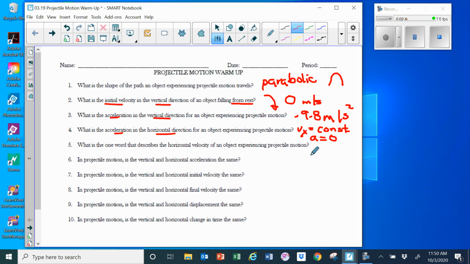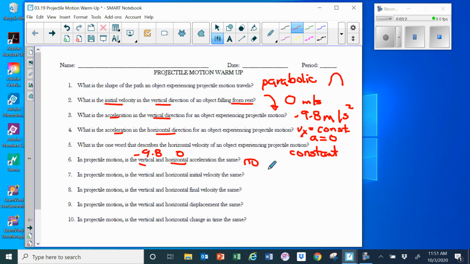Okay, what's the one word that describes the horizontal velocity of an object experiencing projectile motion? Well, I've kind of told you that word. The word is constant. Okay, these are all givens. These are things that are always true. Okay, in projectile motion, is the vertical and horizontal acceleration the same? Well, no. In the horizontal it is zero, and in the vertical it is minus 9.8. They're never the same. No, never.